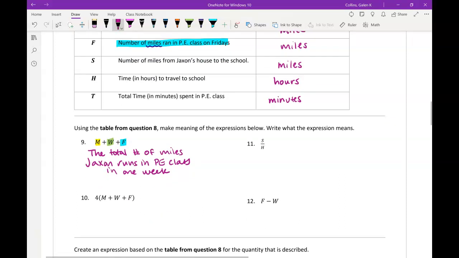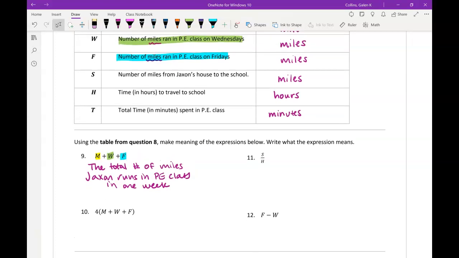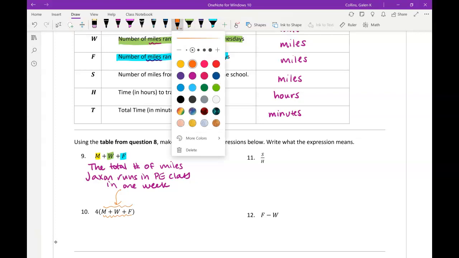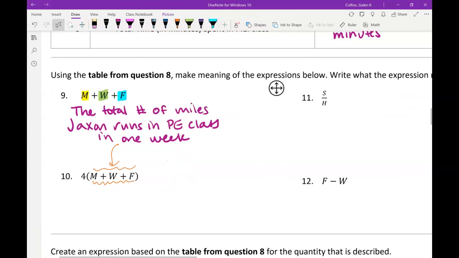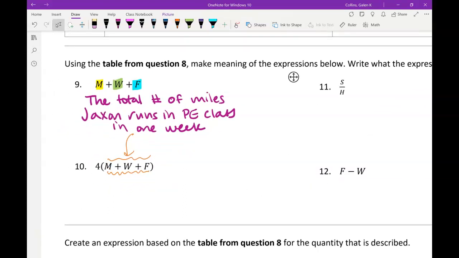All right, so question 10, underneath that, I notice that that is the same expression, except that it's being multiplied by 4. So everything right here is still the total of miles run in a week, but now he's doing that 4 times. And if you think about it, we have about 4 weeks in a month, not exactly. So if you want to be very literal here, we could say this is the total number of miles that Jackson runs in PE class in 4 weeks. That would be very correct.